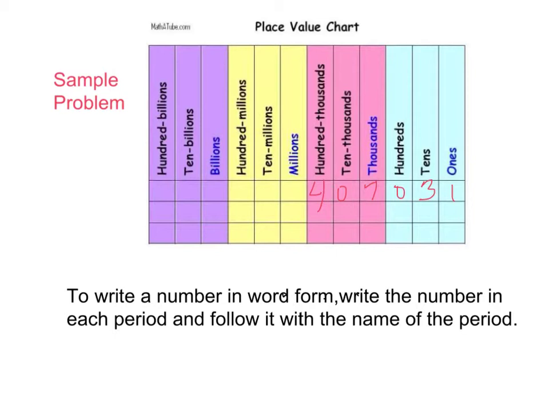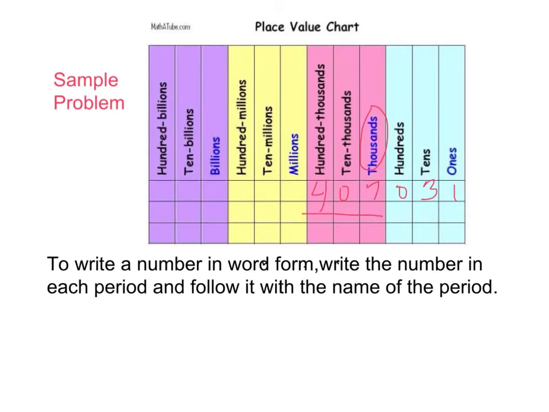Remember, to write a number in word form, you write the number in each period first, which is this bottom number. Okay? And then you simply follow it with the name of the period. So this would be 407,000. Now bear with me. I'm going to go ahead and try to move up my place value table here and write down my words. So it's, oops, sorry about that. Here we go.